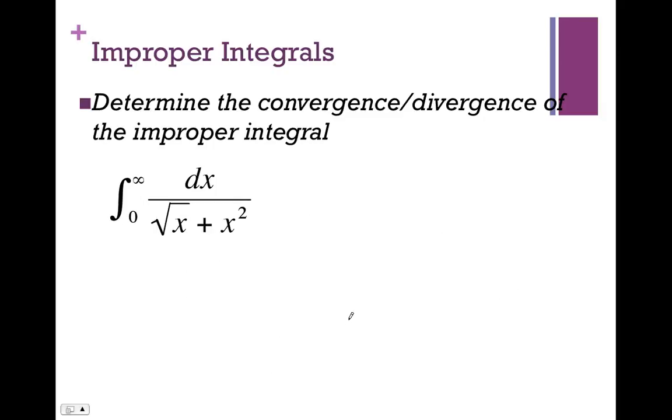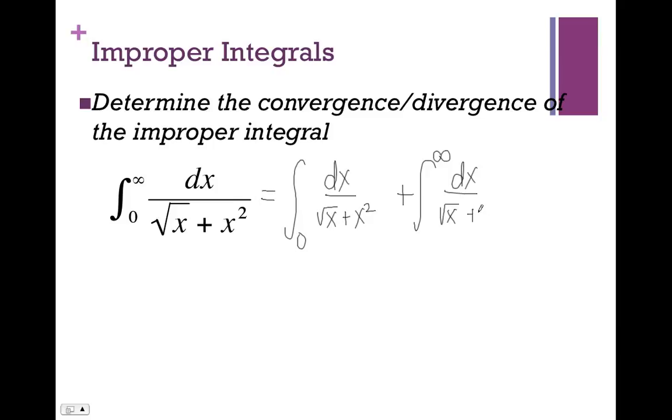Okay, and finally, here is an example that has two problems. The lower limit of integration is a problem, and the upper limit of integration is a problem. So I need to split this into two integrals. I'm going to integrate from 0 to something of dx over the square root of x plus x squared, plus I'm going to integrate from that something to infinity of dx over the square root of x plus x squared.